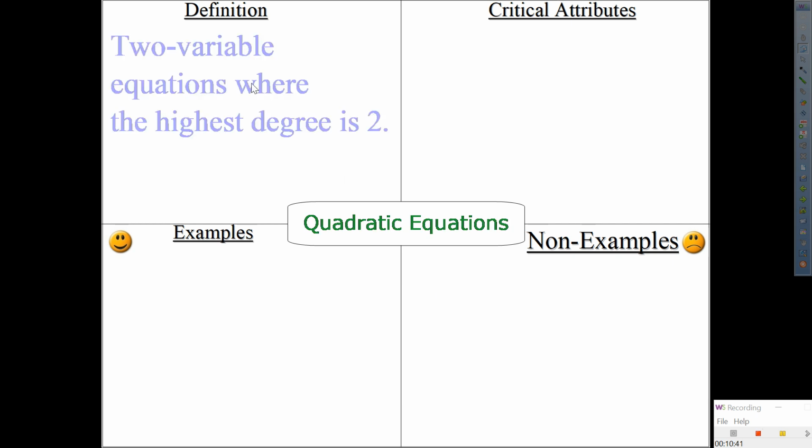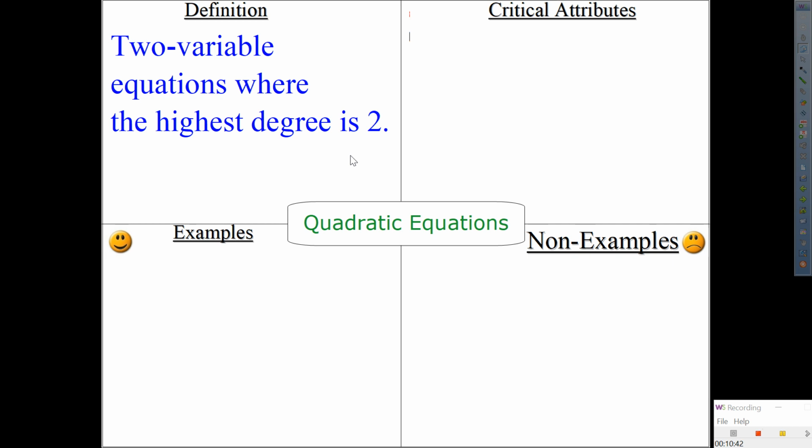Quadratic equations, what are they? They are 2 variable equations where the highest degree is 2. Now in your noodle, you can probably picture 2 variable equations. Yes? By now you should be able to picture that.